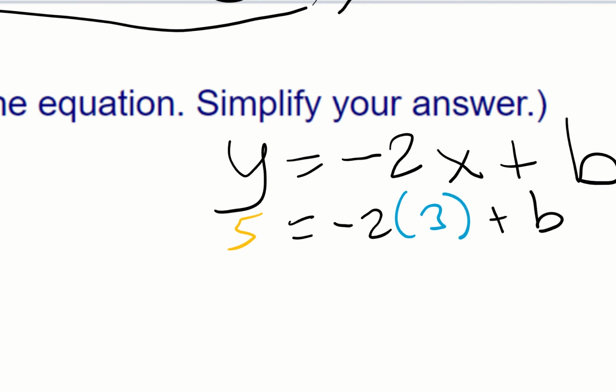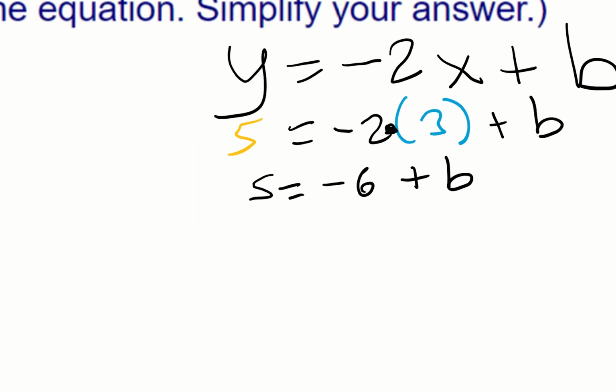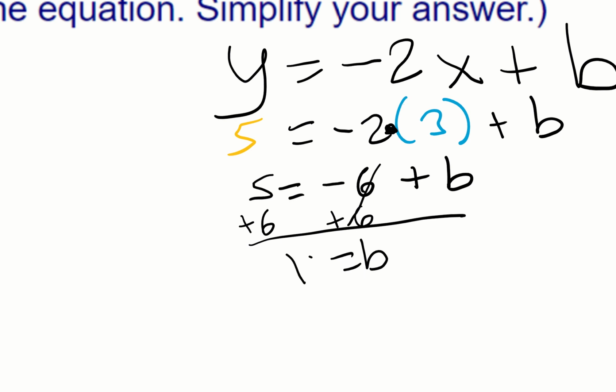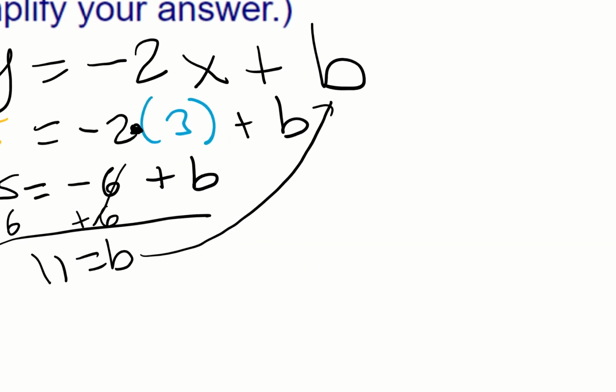Plus b. So you can see here we only have one unknown now. We can solve for this unknown. We got 5 equals -2 times 3. This is multiplication right here. We have to multiply those two. -2 times 3 is -6. Now if I want to solve for b, I have to get rid of -6, so I have to add it to both sides. So 5 plus 6, that's 11. So b is 11.